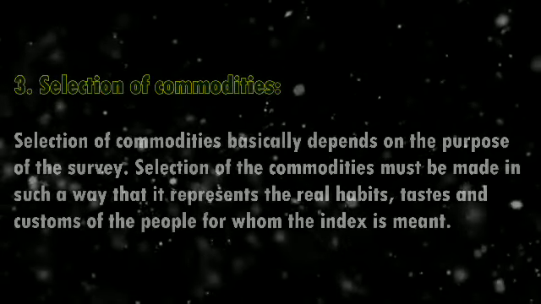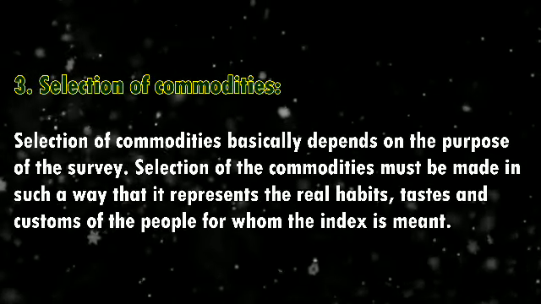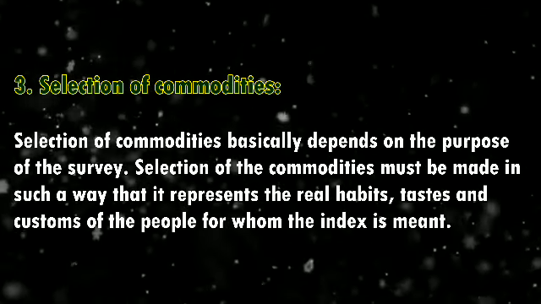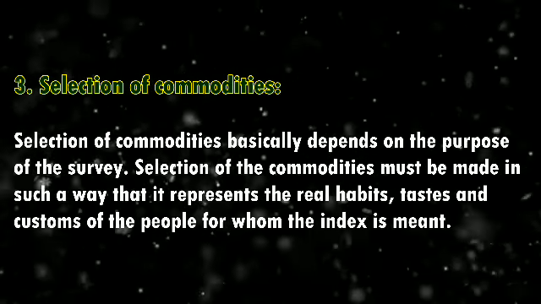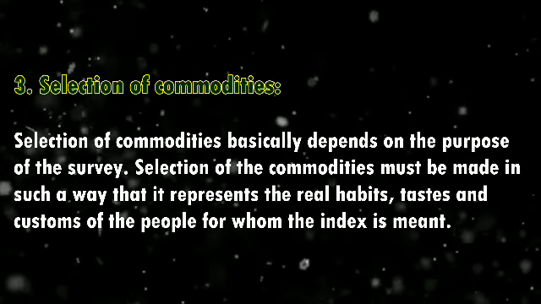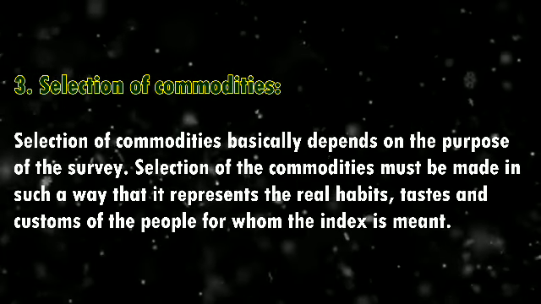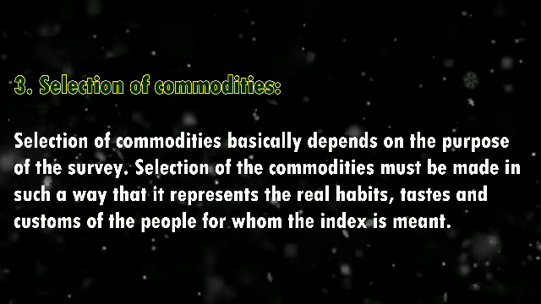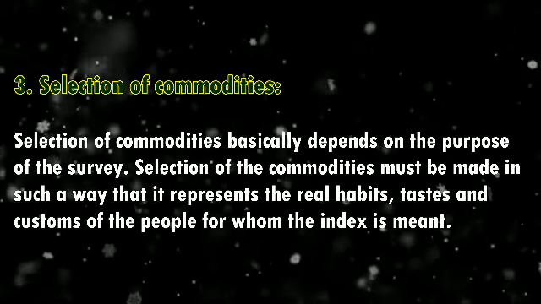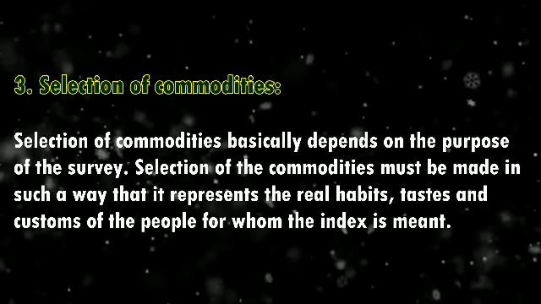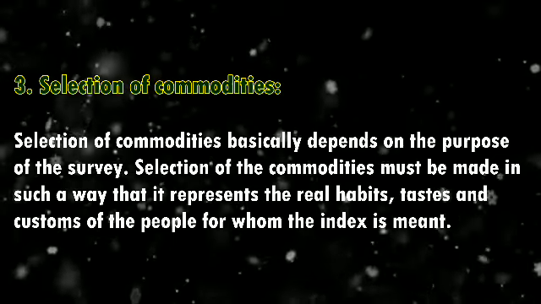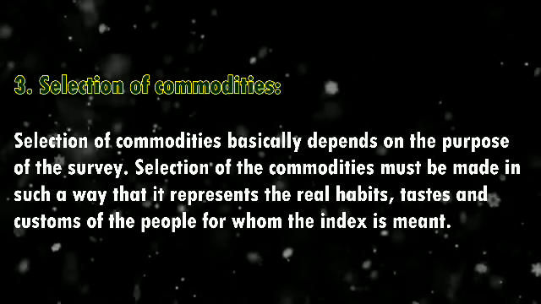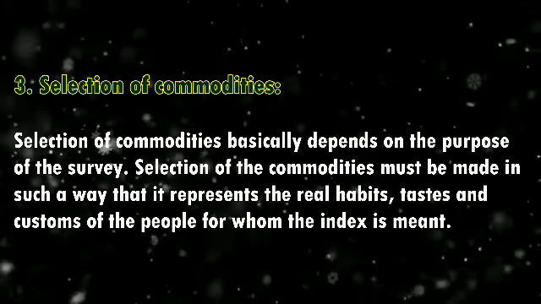Third step, selection of commodities. After the objective of construction of index numbers is defined, only those items which are related to and are relevant with the purpose should be included. Selection of commodities basically depends on the purpose of the survey. The consumption pattern of consumers might change and thereby make the index number useless. It is better to use a consumption pattern at the time of the setting of the index number.